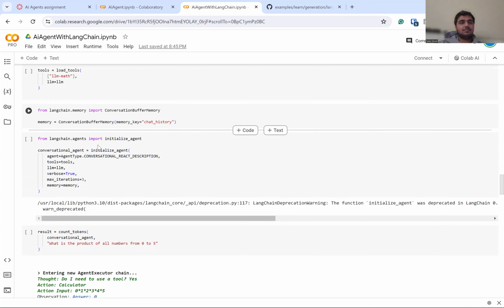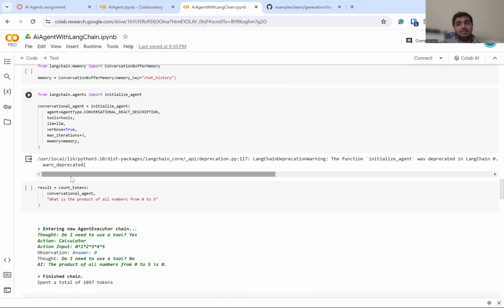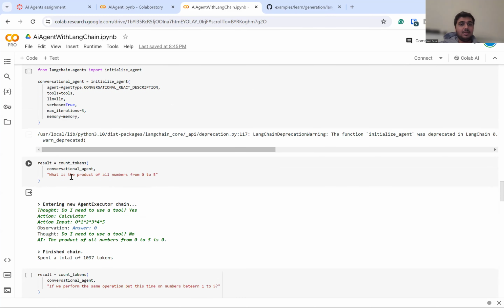So this is what you're using, load tools. You're allowing a math tool, and you pass the math tool to your conversation agent. Now the agent has the math tool at its disposal. So basically, it can do maths using LangChain and not from its memory. Now, what is the product of all numbers from 0 to 5? It will come up with the action, run it, and get 0. Great. Nothing out of the blue over here.